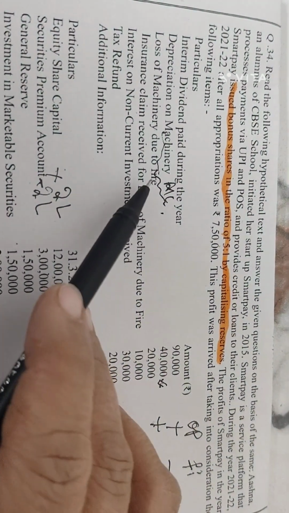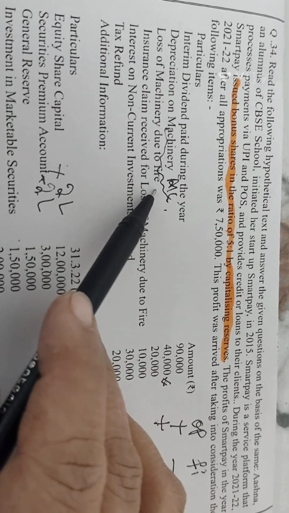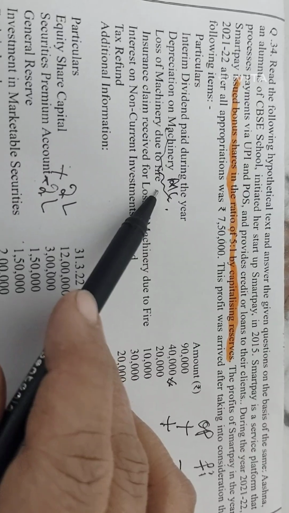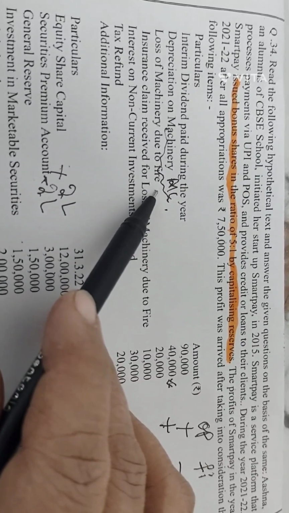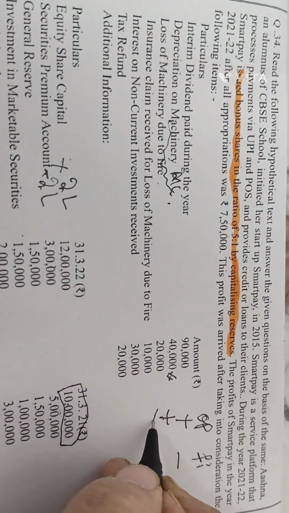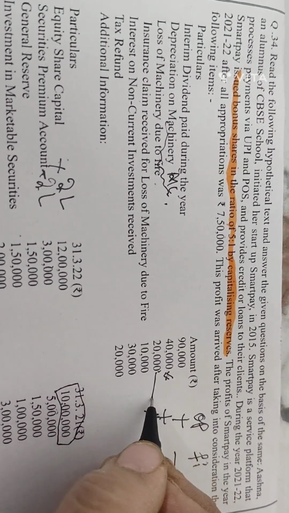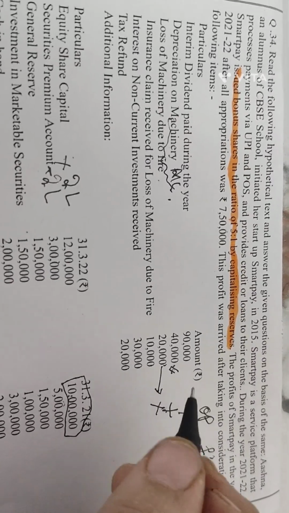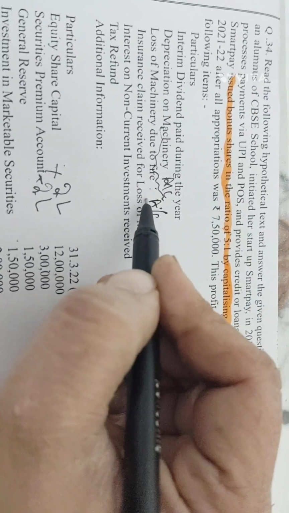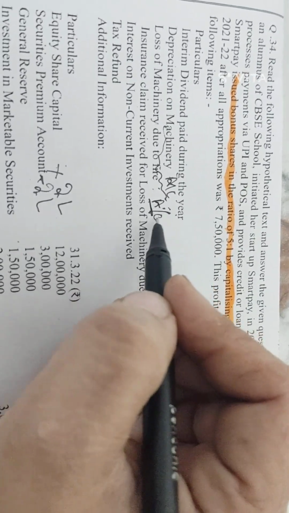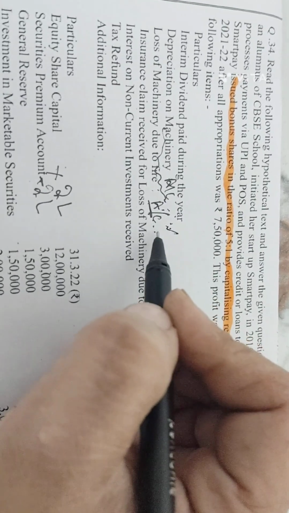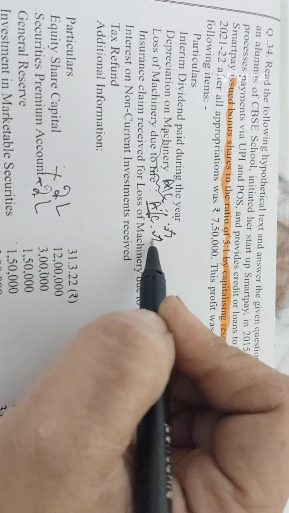Then there is loss of machinery due to the fire, right? Now, what about loss of machinery due to the fire? This is your extraordinary item. This is not as per your business operating activities. So, first of all, this would be added in your operating activities because this is an extraordinary item. Second, this loss of machinery would also be taken to which account? That is your machinery account credit side, to make a calculation of purchase of machinery, right? So when we will be preparing machinery account, this depreciation and this loss both will go to the credit side of the machinery account.